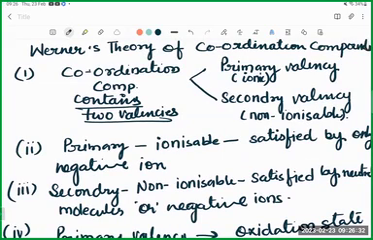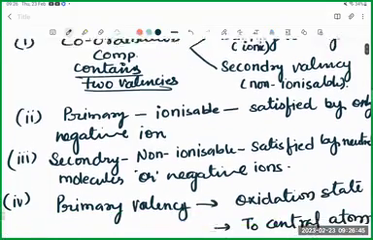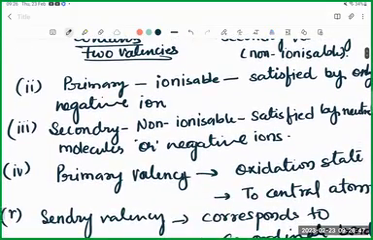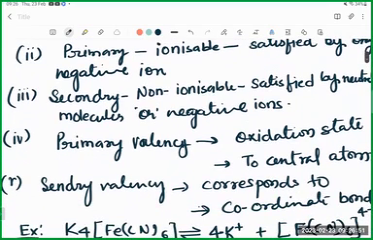It contains two types of valencies. The two valencies are called primary and secondary. Primary is ionic and secondary is non-ionic, meaning it is not ionizable. The primary ionizable valency is satisfied by only negative ions, whereas the secondary non-ionizable valency is satisfied by neutral molecules or negative ions. There are possibilities there: the approaching ligand can be molecular in nature or can contain a negative ion.